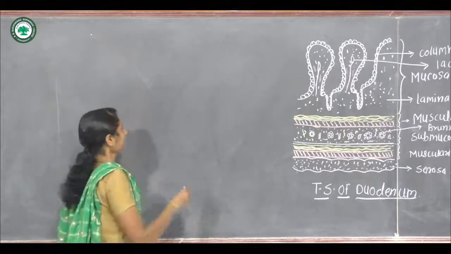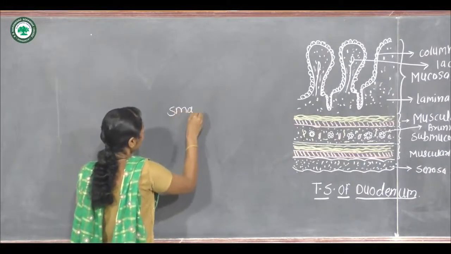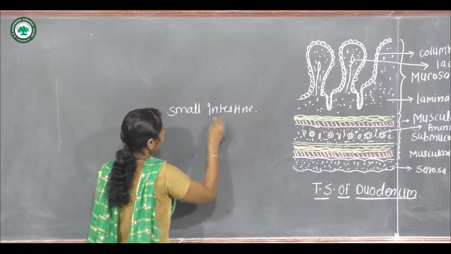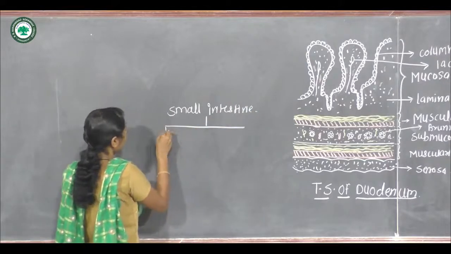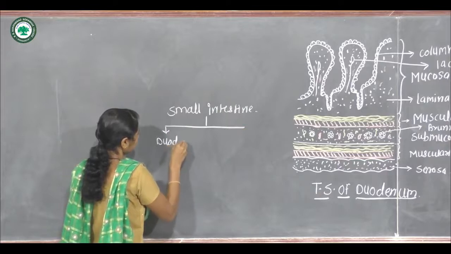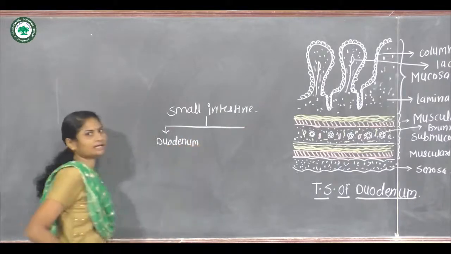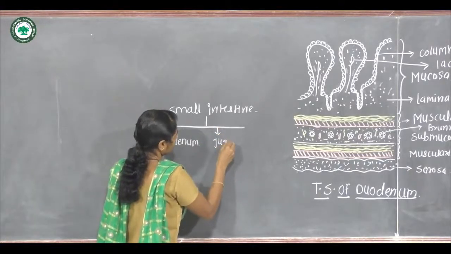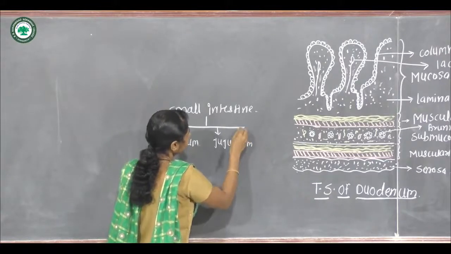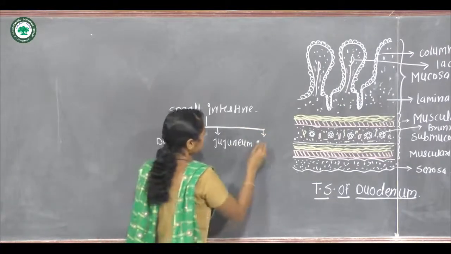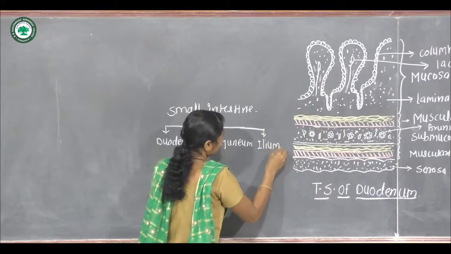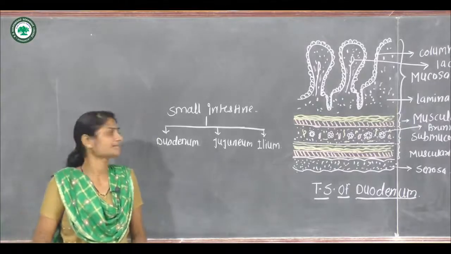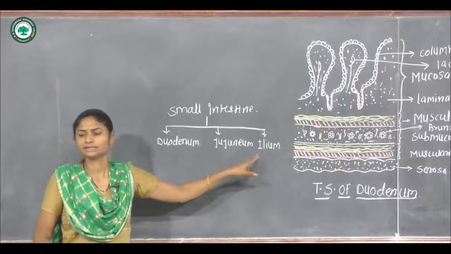Small intestine is mainly divided into three parts. First part is duodenum. Second part is jejunum. And third part is ileum. Small intestine is divided into three parts: duodenum, jejunum and ileum.